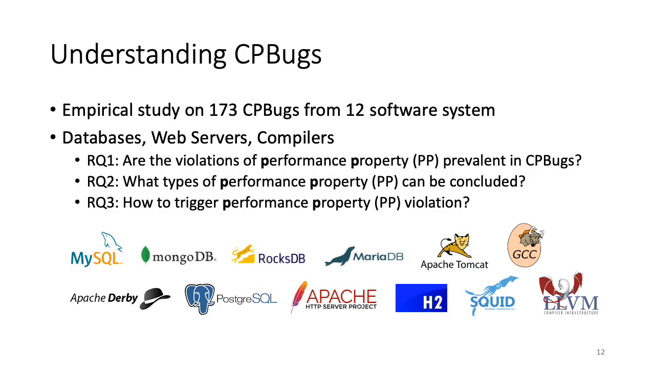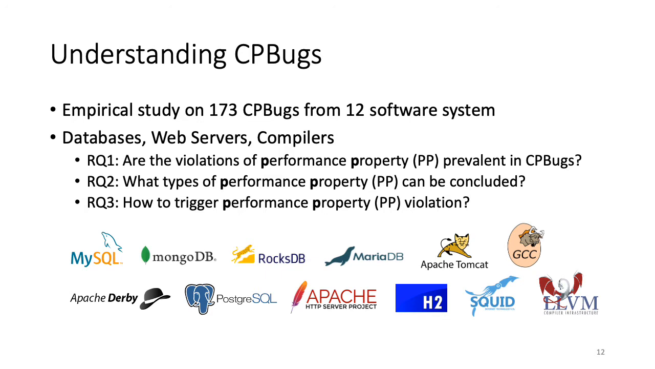To verify our observation, we conduct an empirical study on 173 CP bugs. They are from 12 mature, widely used, and performance-critical software, and the bugs are collected by heuristically searching the public bug repository.